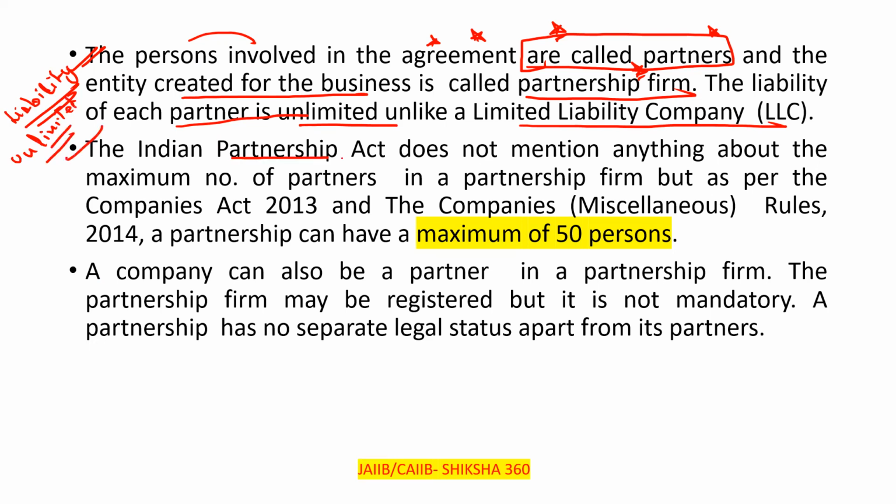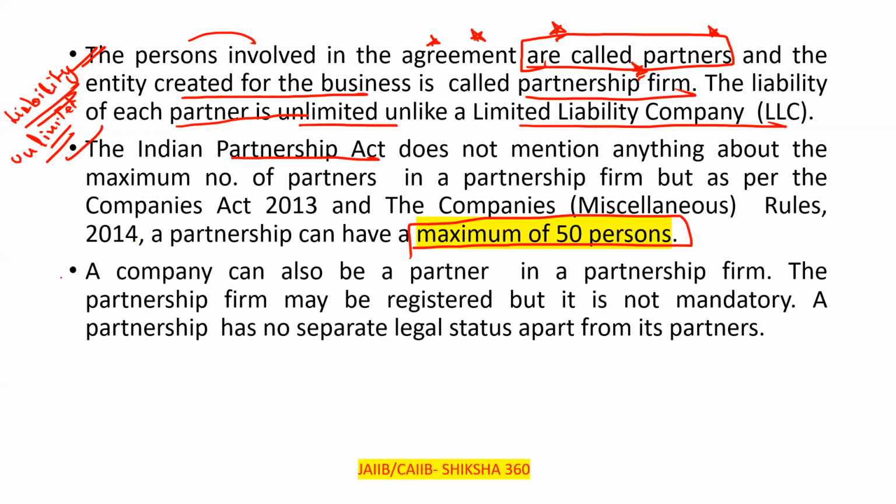The Indian Partnership Act does not mention anything about the number of partners in a partnership firm. But as per the Companies Act 2013 and the Companies Rules 2014, a partnership can have a maximum of 50 partners. Clear? So the maximum number of partners in a partnership firm is 50.